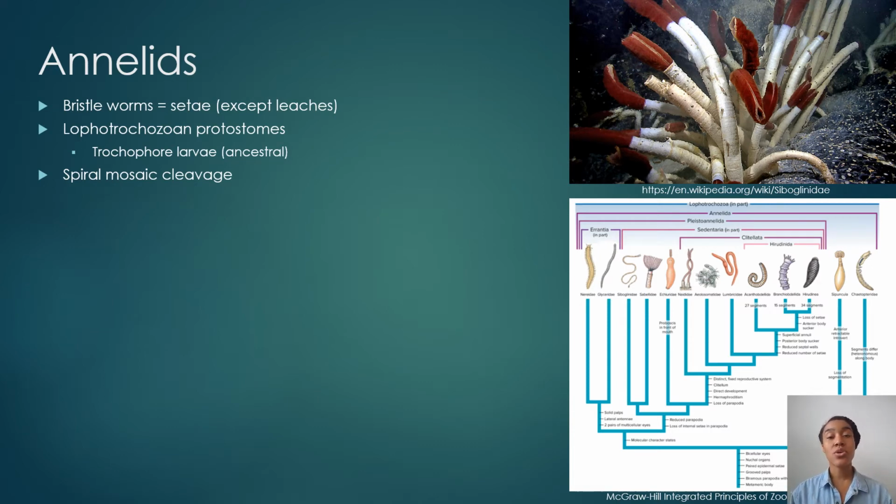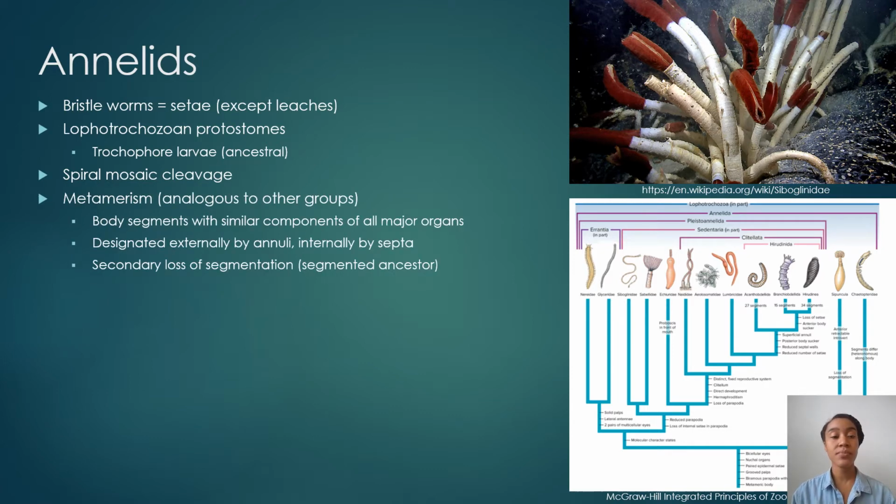Annelids are lophotrochozoan protostomes, and this is because they have a trochophore larvae. Some have lost their trochophore larvae, like we saw in some mollusks have also lost their trochophore larvae, but it is ancestral to annelids. So there is a common shared ancestor that had this trochophore larvae. Annelids undergo spiral mosaic cleavage in early development.